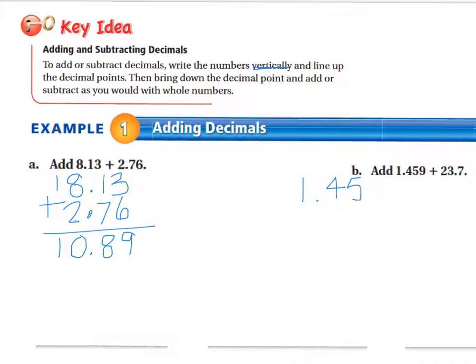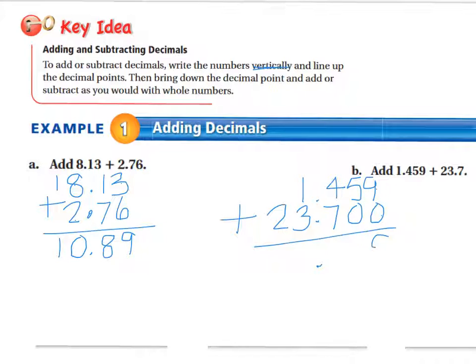Question B. Add 1.459 plus 23.7. 1.459, and lining up my decimal for the next one. 23 is to the left of the decimal, and 7 is to the right of the decimal. So that looks a little bit unfamiliar to us because we have some open spaces here. When you have open spaces, we can put zeros in there as placeholders so that we have the same number of numbers to the right of the decimal. And now we can add as usual, bringing the decimal straight down.